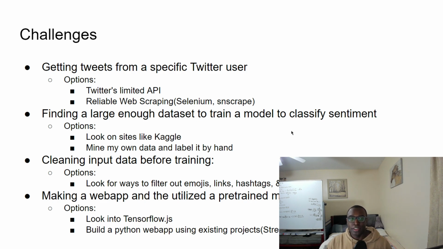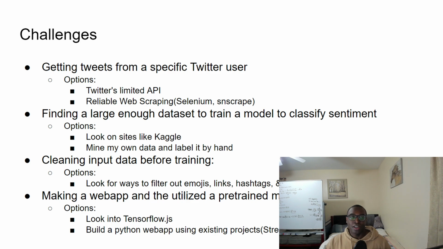Some of the challenges I faced was actually getting tweets from specific users. So I could use Twitter's API, but there's lots of limitations on that, like how much data you can get, and also a pretty rigorous developer account approval process. Or I could just scrape the data, make my own scraper with Selenium, or use an existing API like SNScrape, which I ended up using.